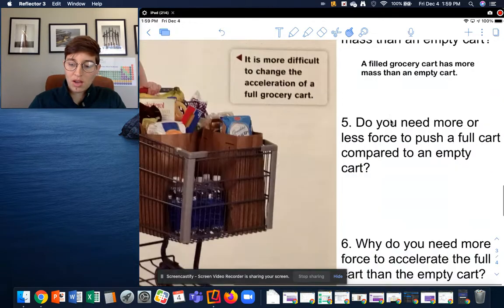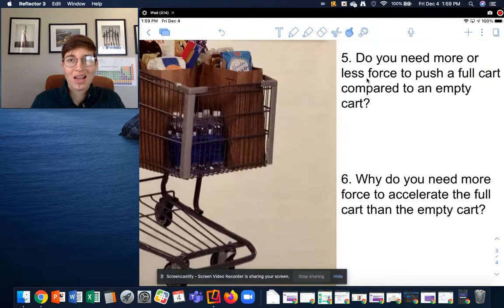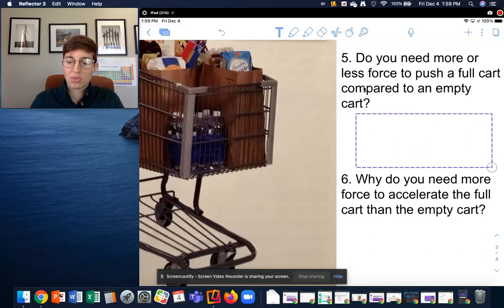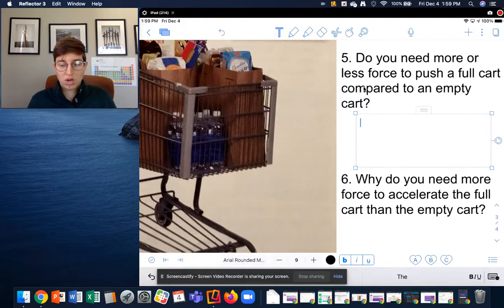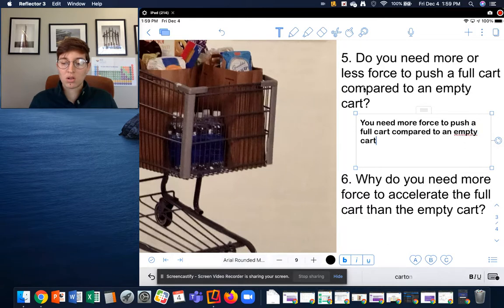All right, number 5. Do you need more or less force to push a full cart compared to an empty cart? All right, hopefully you've thought of or written down your answer. So hopefully you said you need more force to push a full cart compared to an empty cart.